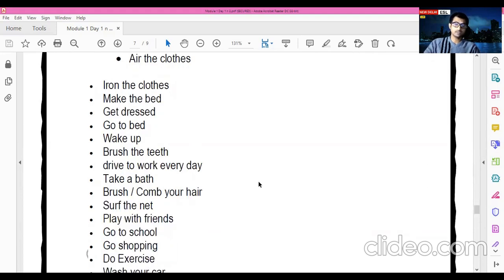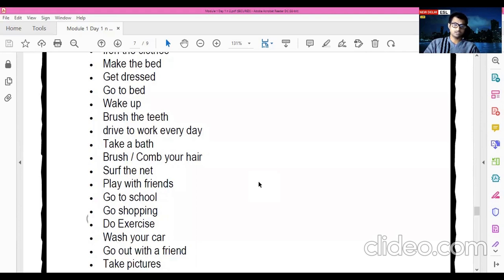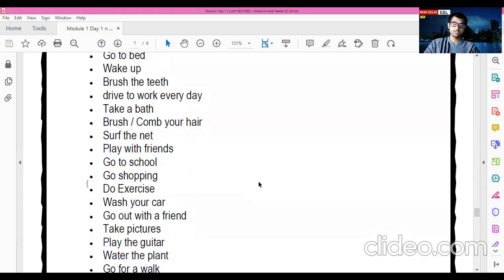Drive. Do you drive to work every day? Yeah, I drive to work every day. Okay, and you take a bath, we have done. Calm and all this. Do you surf the internet? Yeah, I surf the internet. I don't surf the internet. Okay. And do you play with your friends? I play with my friends. I don't play with my friends.